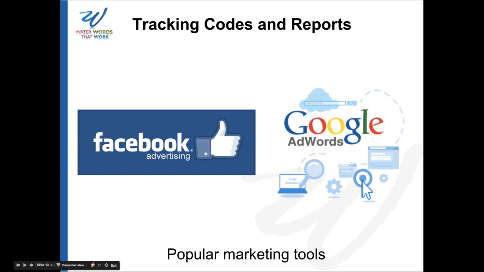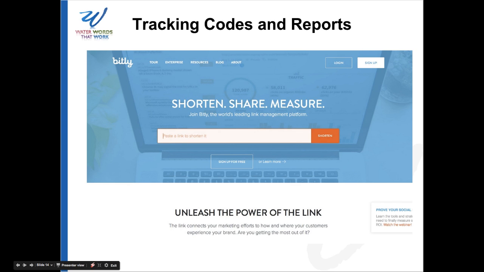If you use Facebook or Google advertising, Facebook and Google will automatically append tracking codes on whatever links you put in your advertisements. And if you use the bit.ly link shortening tool, you can put tracking codes on flyers, brochures, billboards, and any other paper outreach that you're using and get some of the same benefits.